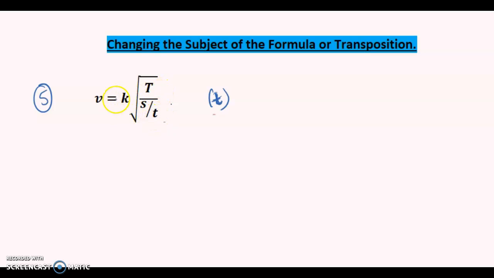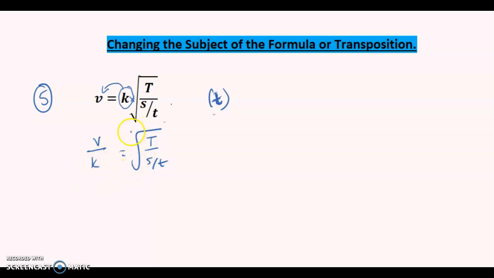So the first thing I want to do now, this is k multiplied by the root of all of this. This is not root k, right? So we need to differentiate that because root k is different. So k has been multiplied here. So the first thing I do is send it over. So I get v over k is equal to root of t on s on t, right?